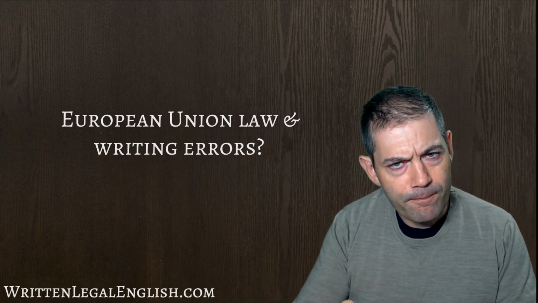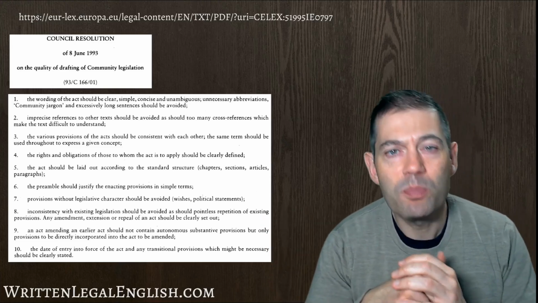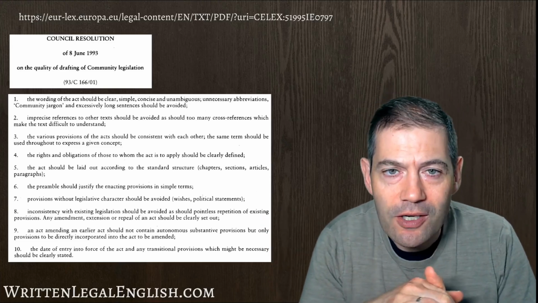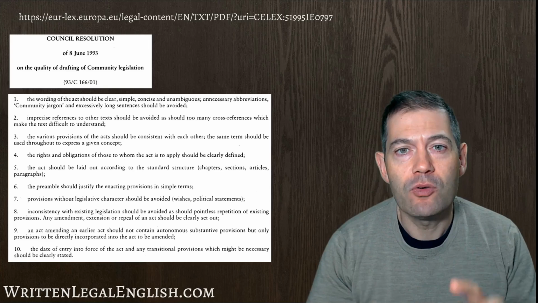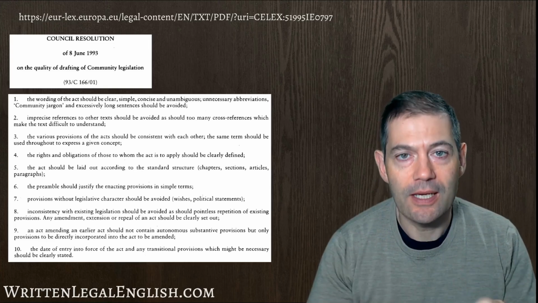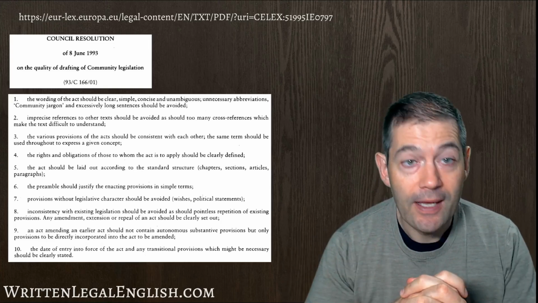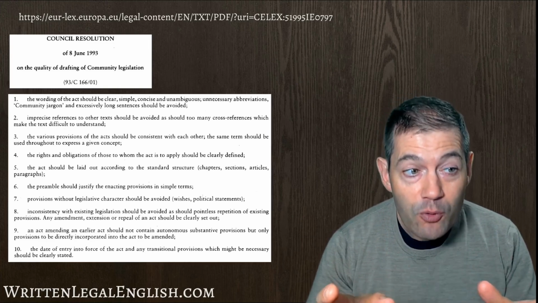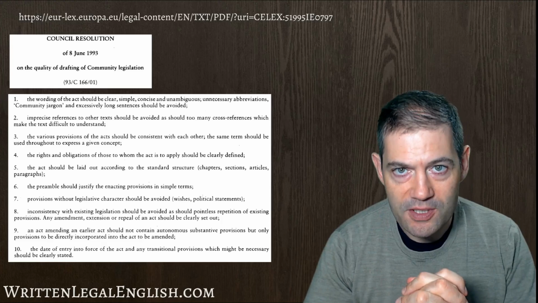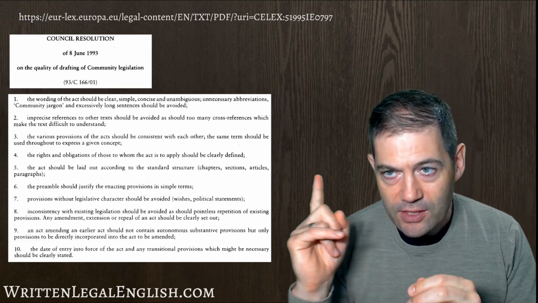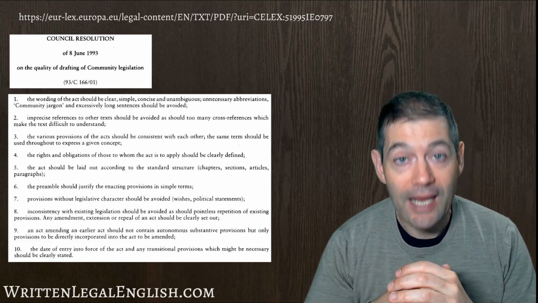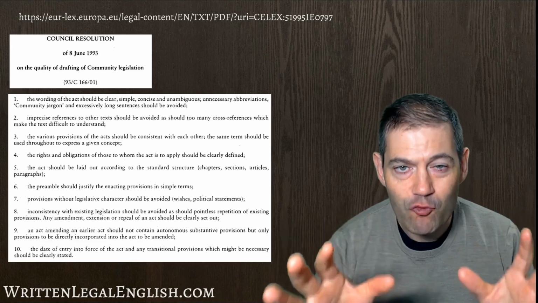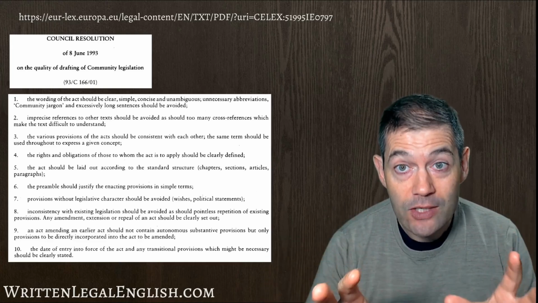Let's find out. So as you can see behind me, this is the European Council resolution of June 1993, which sets out how the European Union should be drafting in order to ensure that they are drafting in plain language and improve the quality of drafting of community legislation. The link to the document is up here on the screen, and it's in the video description below, so please click on the link, download the PDF and read through it. It really is quite interesting.